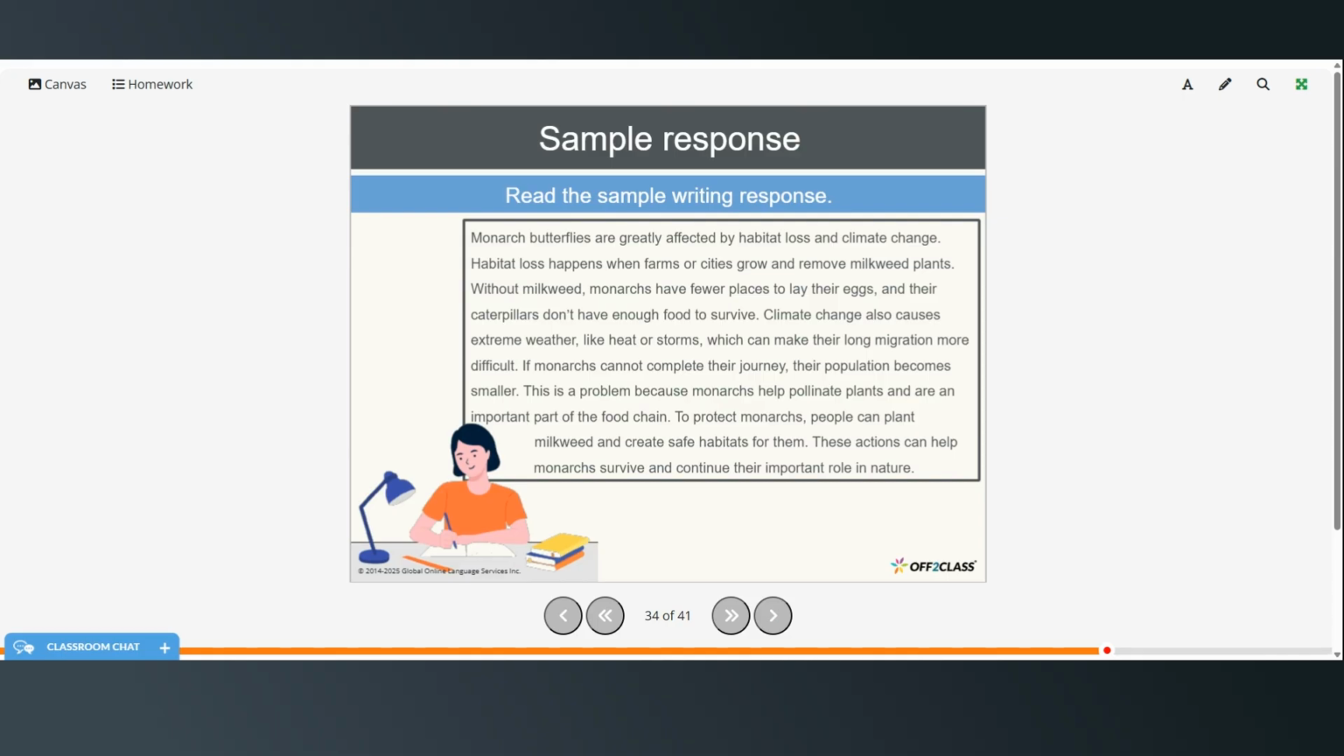Climate change also causes extreme weather, like heat or storms, which can make their long migration more difficult. If monarchs cannot complete their journey, their population becomes smaller. This is a problem because monarchs help pollinate plants and are an important part of the food chain. To protect monarchs, people can plant milkweed and create safe habitats for them. These actions can help monarchs survive and continue their important role in nature.